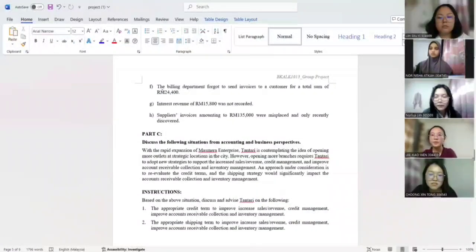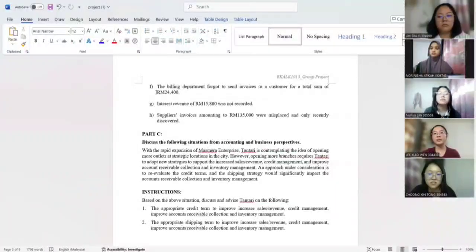So I will explain the F question. Assume that the billing department forgot to send the invoices to a customer for a total sum of 24,400. I will explain step by step. The first one is the net income. It will cause the net income to be understated because the unrecorded revenue of 24,400 directly causes the net income to be understated, as the revenue is missing from the income statement. Missing revenue reduces the income, so the net income will be understated.